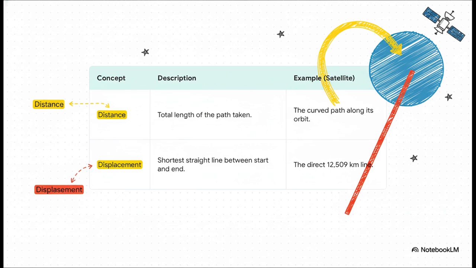This satellite example really drives the point home. Okay, so imagine it's orbiting from the North Pole all the way down to a latitude of -45 degrees. The distance it travels is that long, beautiful, curved path along its orbit. But its displacement, that's the straight shot right through the Earth, a direct path of 12,509 kilometers. See that? Two totally different numbers describing the exact same movement.